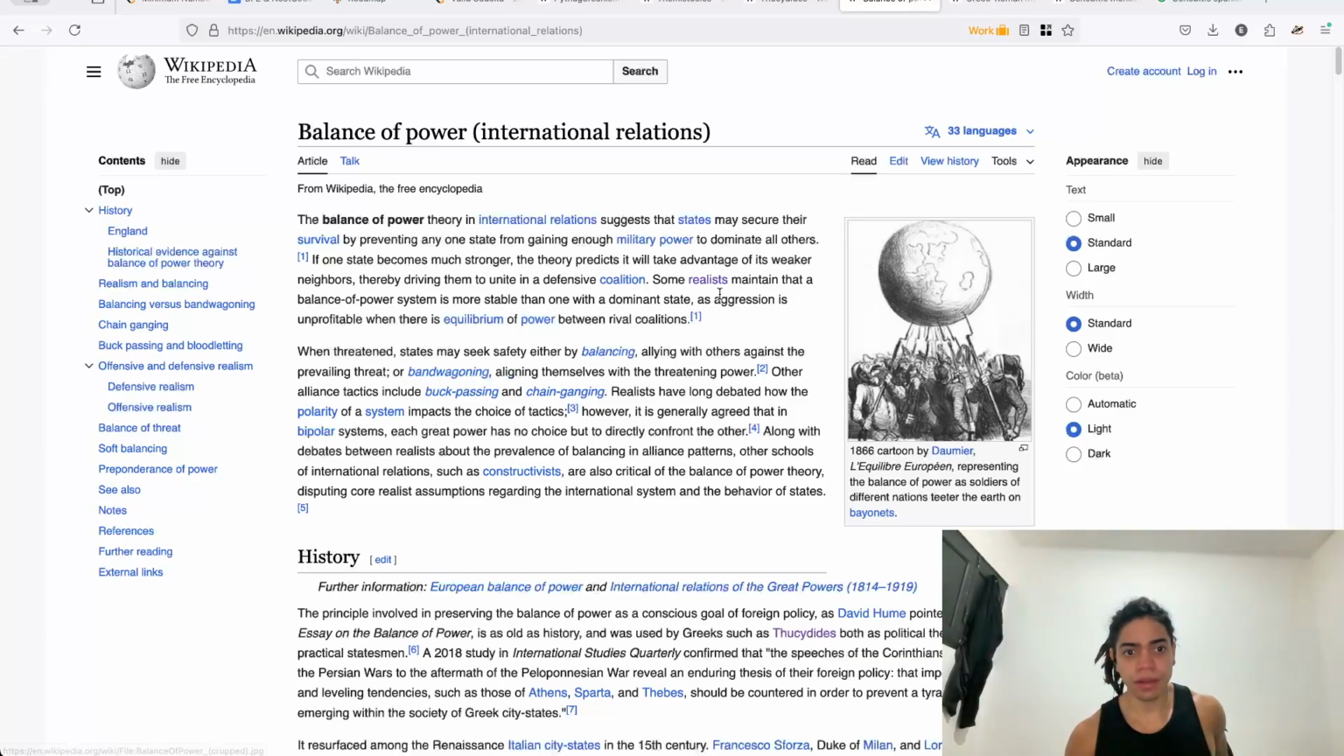Some realists maintain that a balance of power system is more stable than one with a dominant state, as aggression is unprofitable when there is equilibrium of power between rival coalitions.